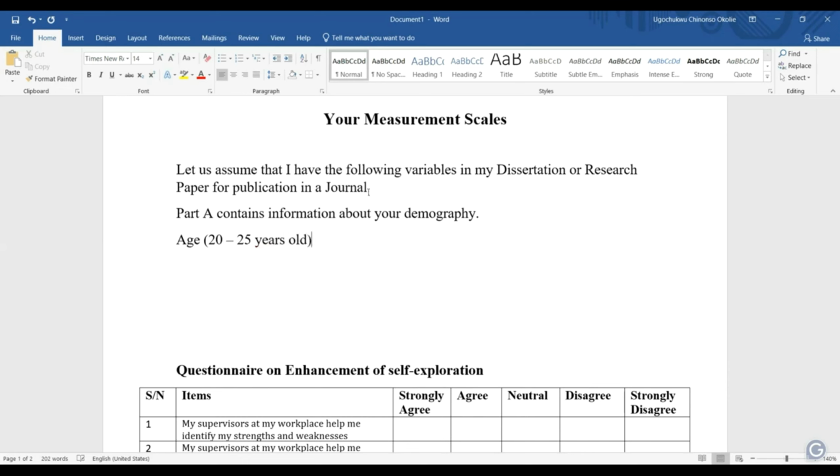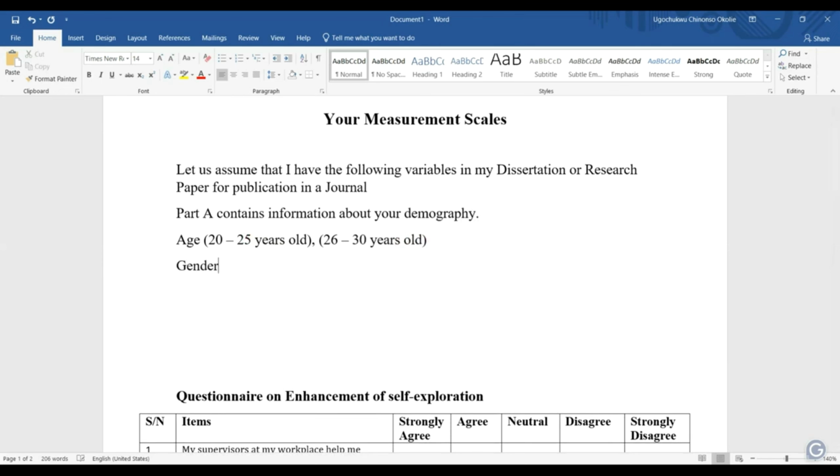okay. Then you can say 26 to 30 years old, something like that, okay, as the case may be. So you keep on having that, so you build it into your questionnaire. All right, so this will enable those within this age bracket to tick this, those within this age bracket will tick this. The next one can be gender, so where you have male and female, okay.